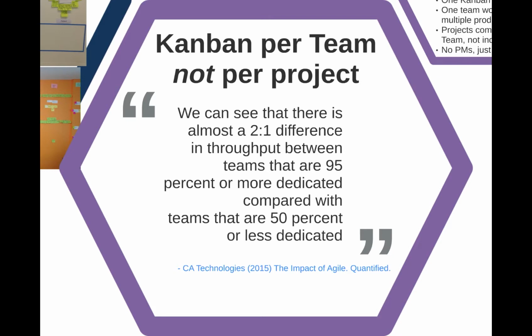This is what CA Technologies reported on the impact of Agile in 2015. We can see that there is almost a 2-to-1 difference in throughput between teams that are 90% dedicated. That means team members that basically work as a single team, dedicated to the team, compared to teams that are 50% or less.